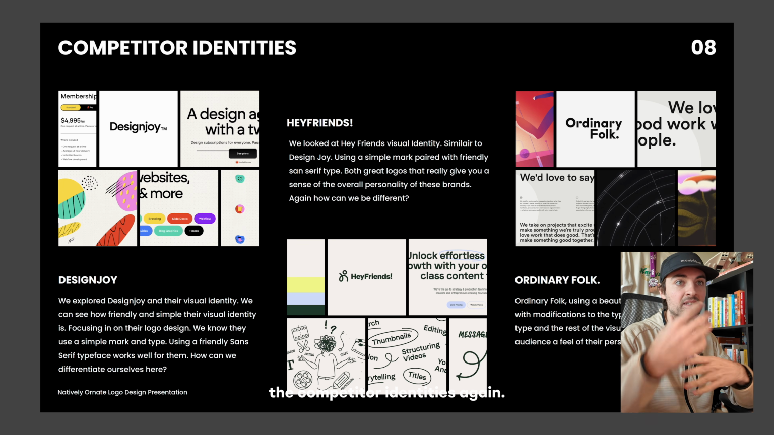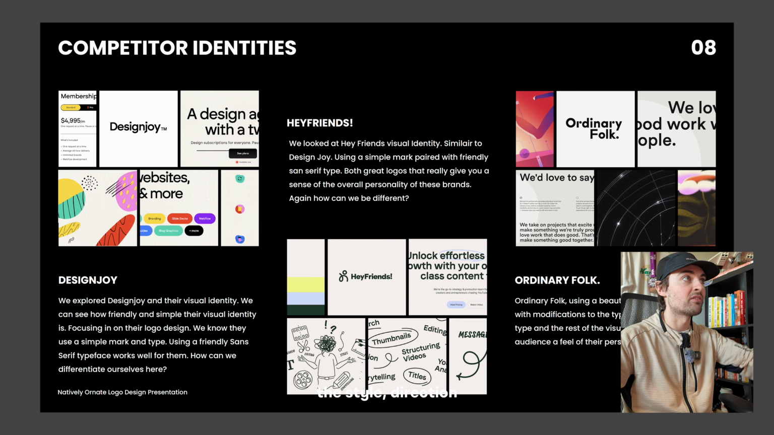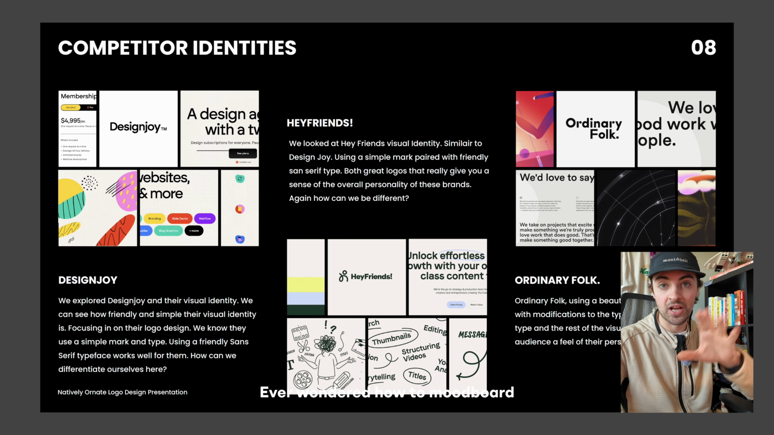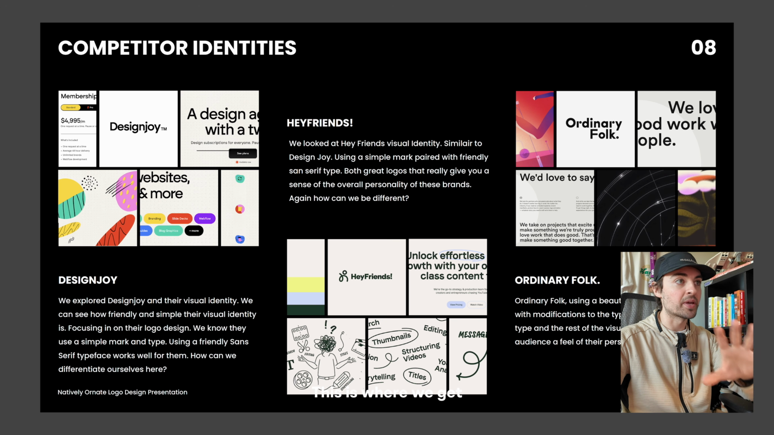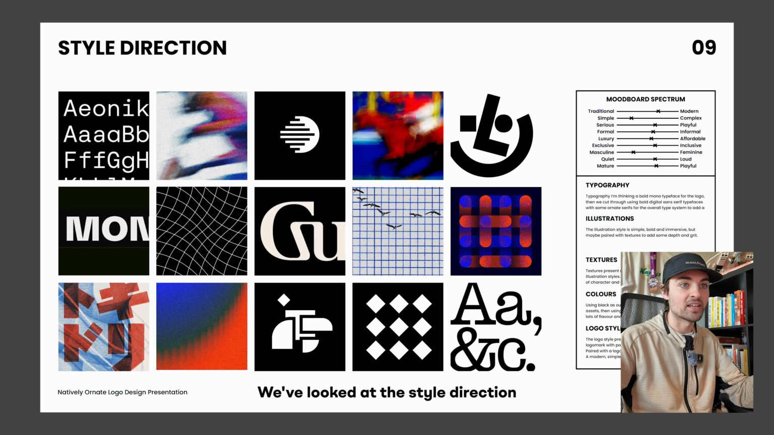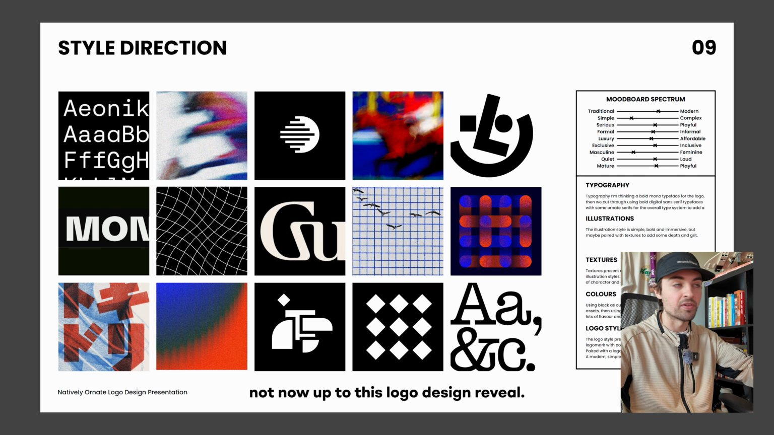And then we're going over the competitor identities. Again, if you don't know where we got this information from, the style direction and the competitor identities, watch my video, Ever Wondered How to Mood Board Effectively. This is where we get all this information from. We've looked at the competitor identities, we've looked at the style direction we signed off. So we're just building up now up to this logo design reveal.